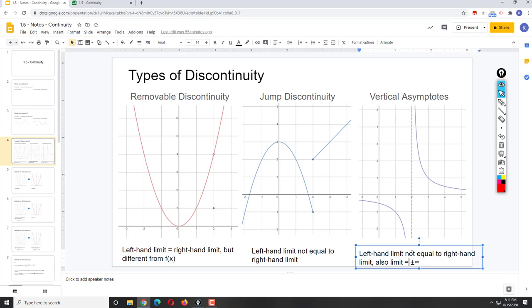the function is approaching plus or minus infinity. Technically, limits don't actually exist because infinity is not a number, but the idea is that we can describe it by saying that it's going to positive or negative infinity, and it's discontinuous. And no matter what, the left-hand limit is certainly not equal to the right-hand limit.